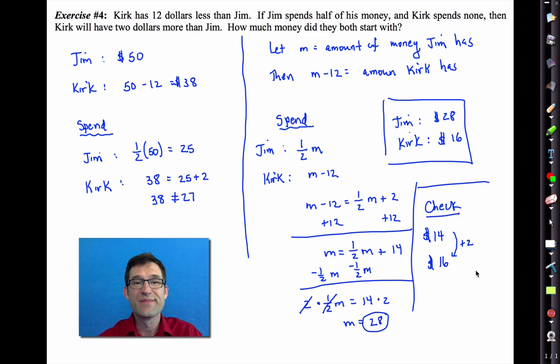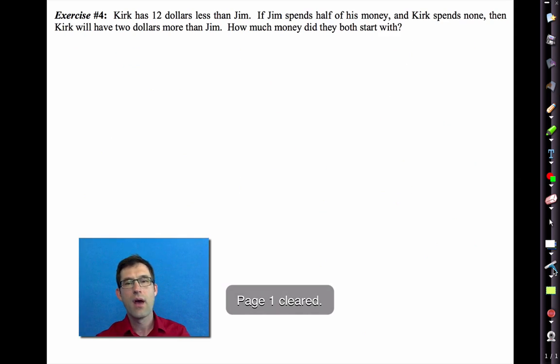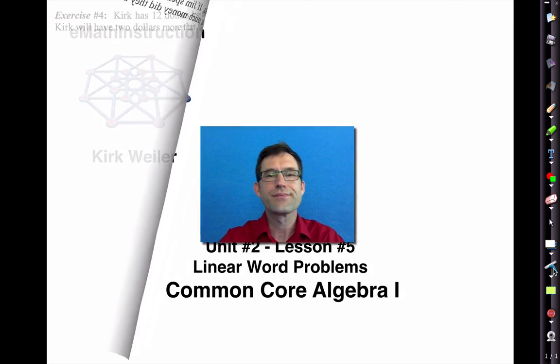All right, I'm going to clear out that text. Think hard about what we did with the example and then how we translated that into the algebra. All right, here goes the text. Cleared up. All right, let's wrap it up.